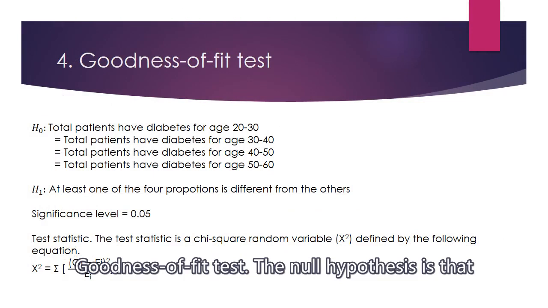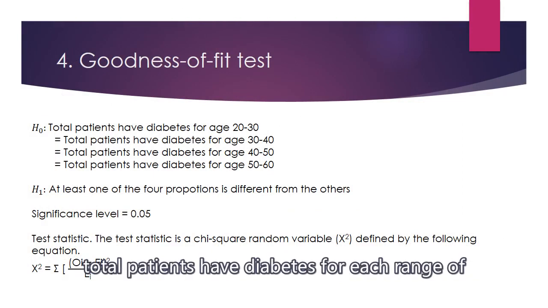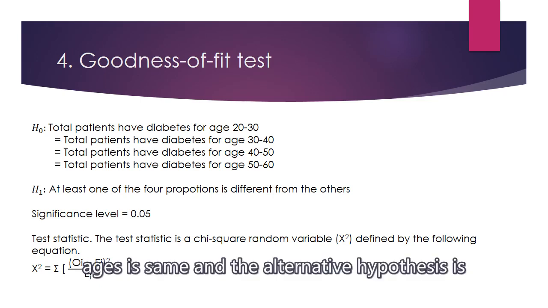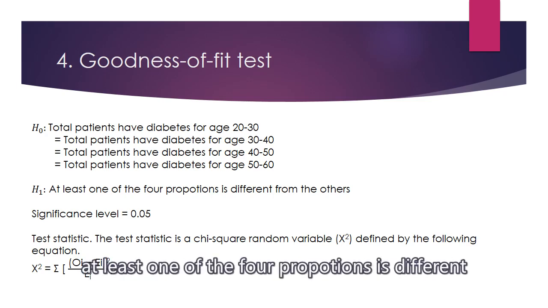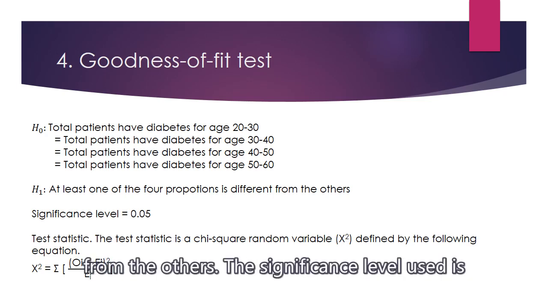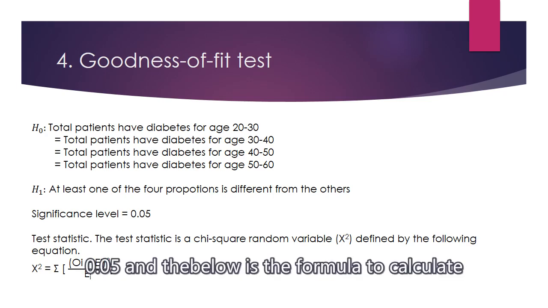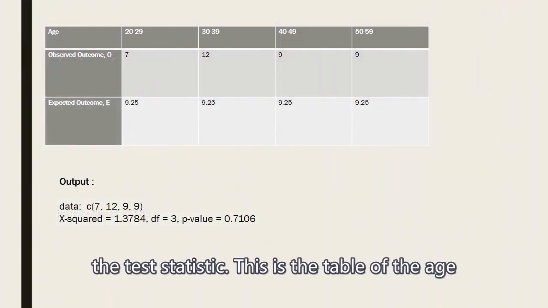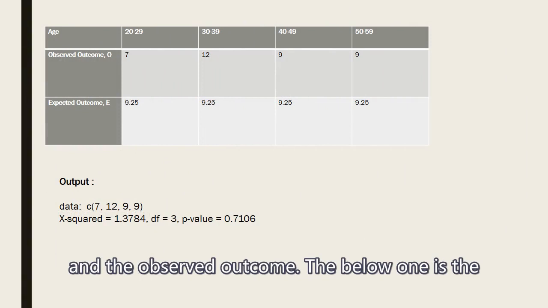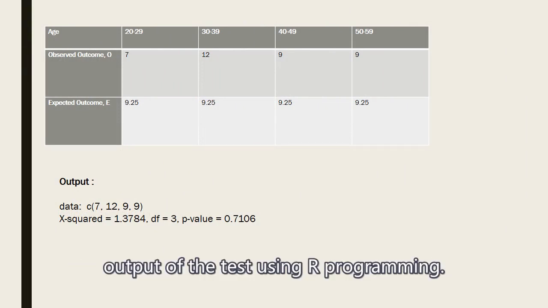The null hypothesis is that the total patients who have diabetes for each range of ages is the same, and the alternative hypothesis is that at least one of the four proportions is different from the others. The significance level used is 0.05, and below is the formula to calculate the test statistic. This is the table of the age and the observed outcome. The below one is the output of the test using R programming.